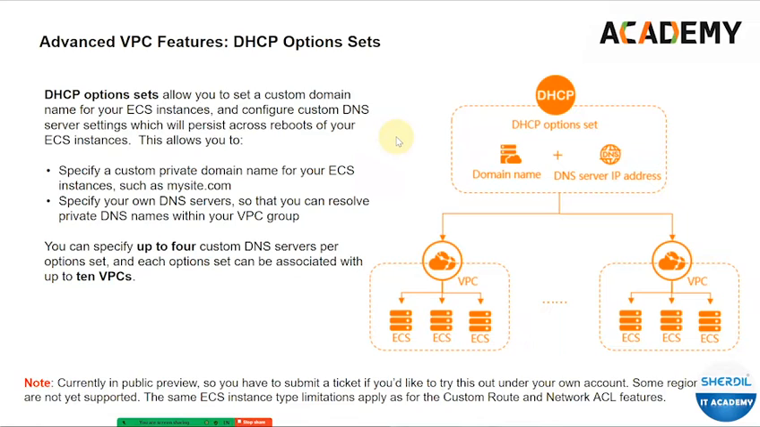Let's talk about the DHCP option set. The DHCP option set allows you to set a custom domain name for your ECS instance and configure custom DNS server settings, which allows you to use the default DHCP option instead of your own DHCP option.